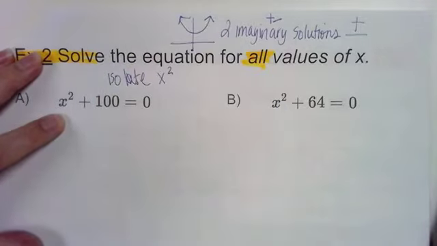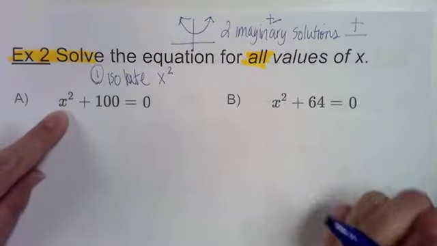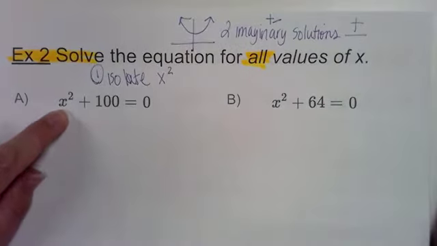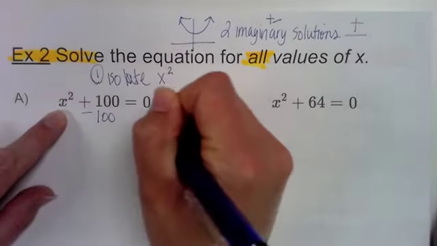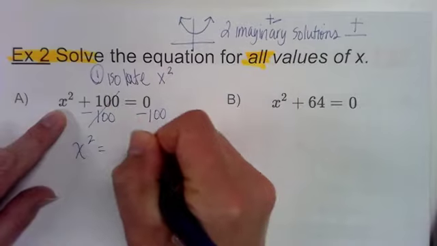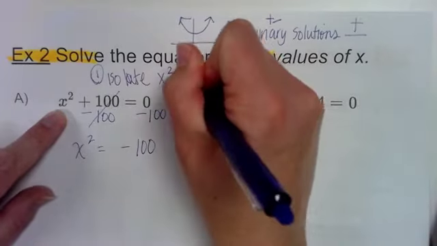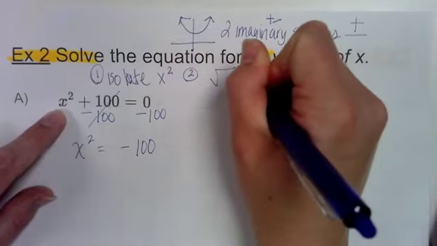Isolate the x squared. So that's our first thing we're going to do. I have x squared plus 100 equals 0. What should I get rid of? The 100. So we can subtract 100. That's easy. So we have x squared equals negative 100. And then we're going to take a square root of both sides.